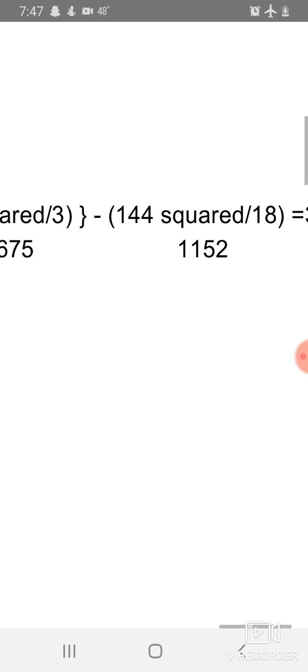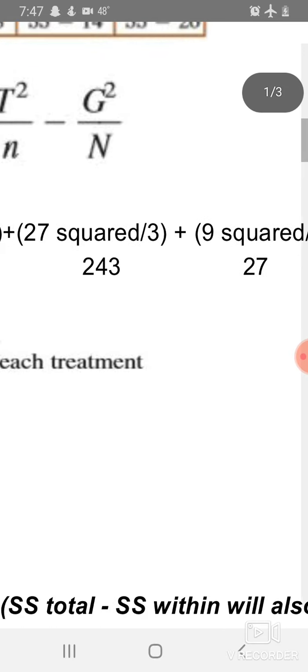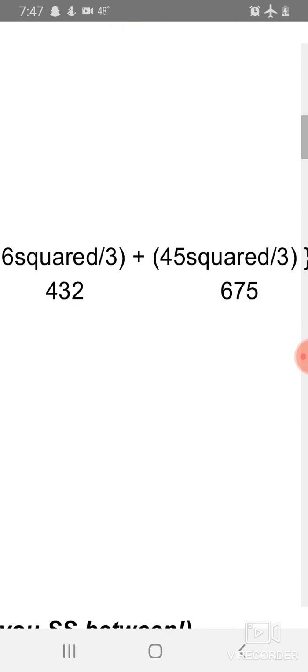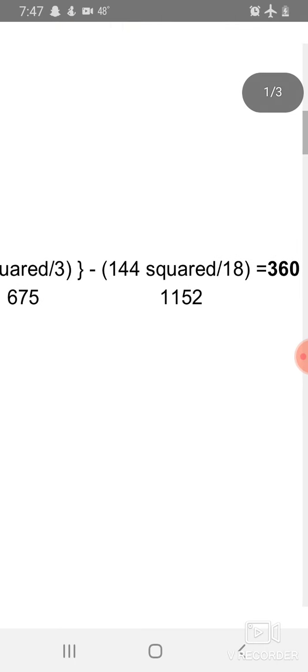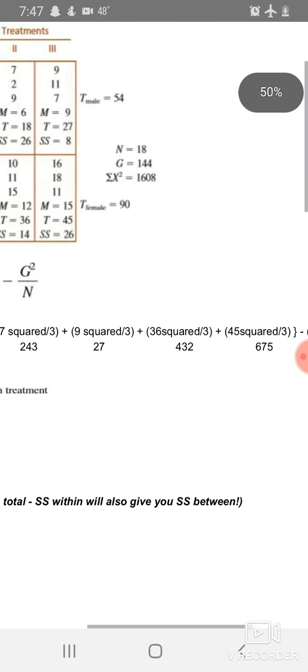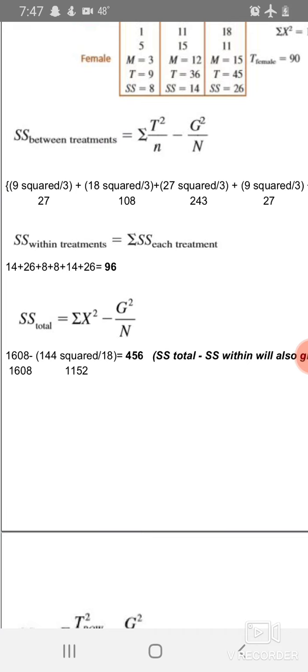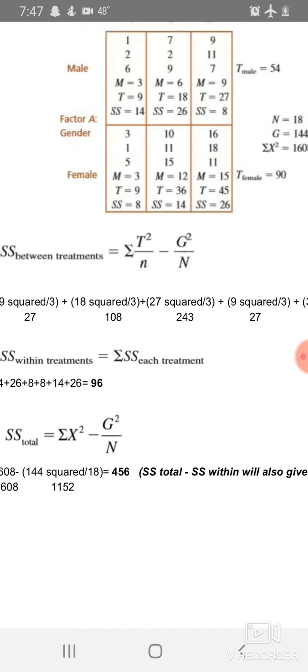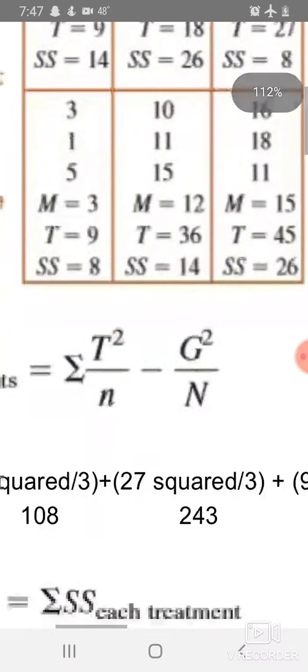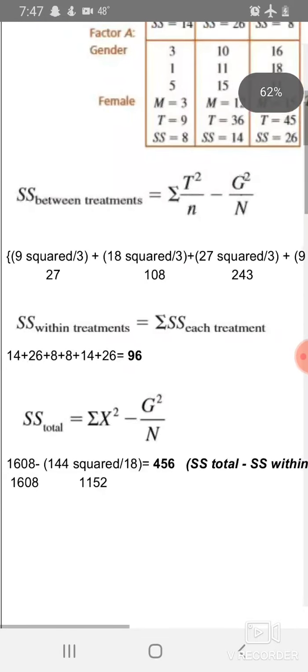Minus the grand total squared divided by big N, or the total number of participants in the study. When you add up all of these values and subtract 1152, you will get 360. That is SS between. For SS within, you simply add up all the SS's that are given in the matrix. 14 plus 26 plus 8 plus 8 plus 8 plus 14 plus 26 equals 96.